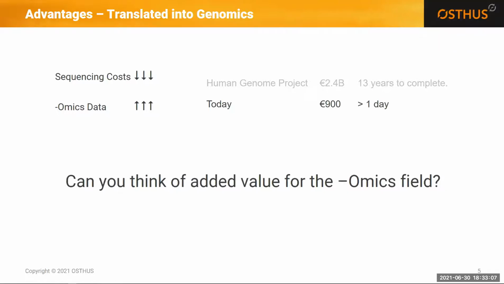If I understood correctly, it's speed. Yeah. Yeah, speed is definitely one of them. So we can process and analyze our genomic data a lot faster. Yeah, and cost definitely.